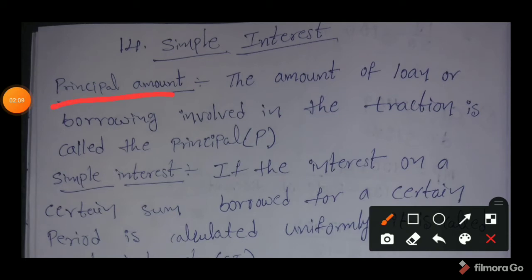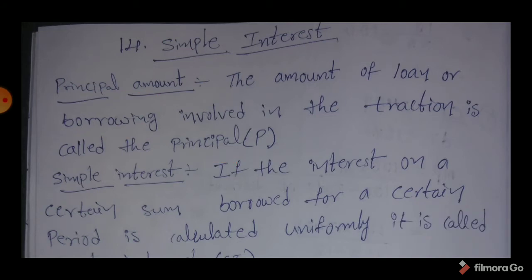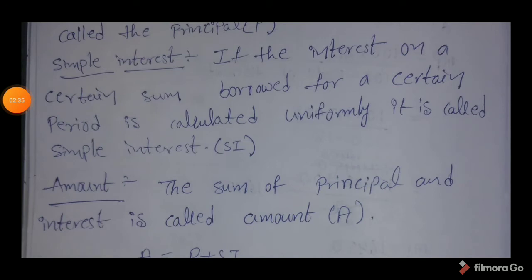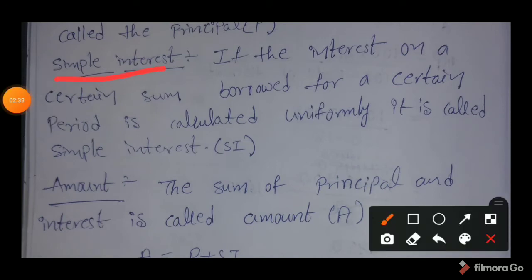Here we have principal amount: the amount of loan or borrowed money involved in the transaction is called principal. If we take 1,000 rupees from others, that is the principal amount. If we pay the amount with some extra money, the extra money is called interest. Now we have simple interest. What is simple interest? If the interest on a certain sum borrowed for a certain period is calculated uniformly, it is called simple interest.